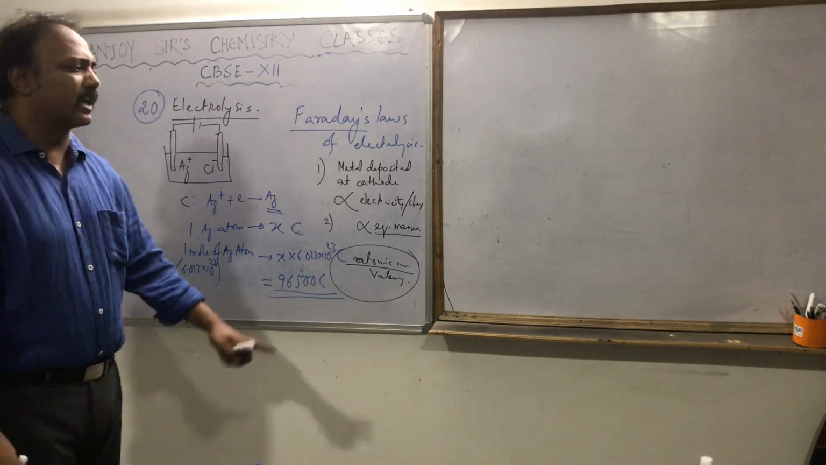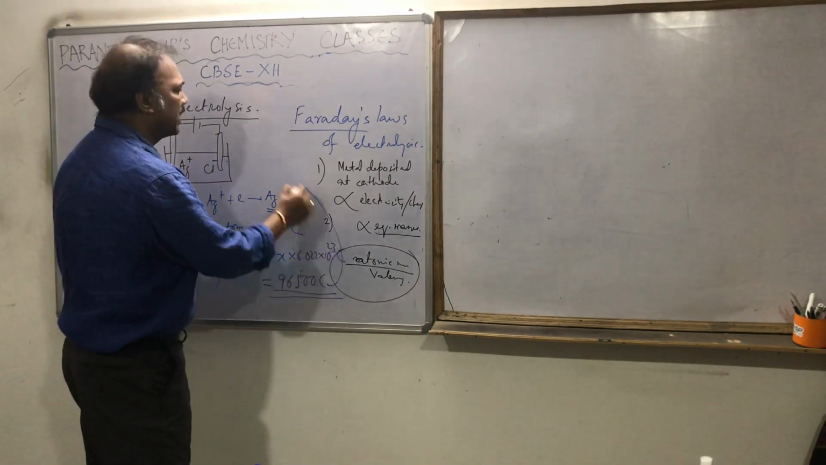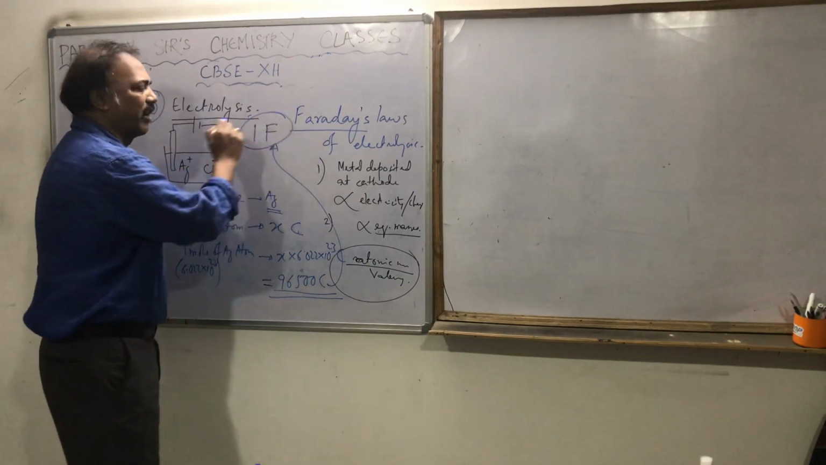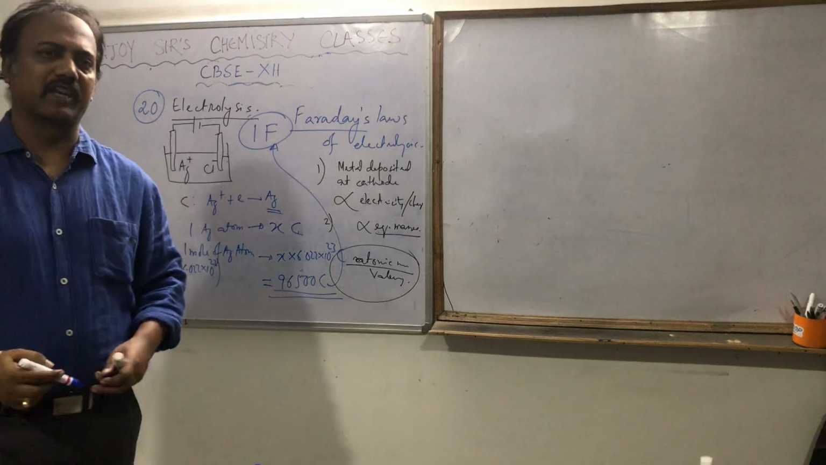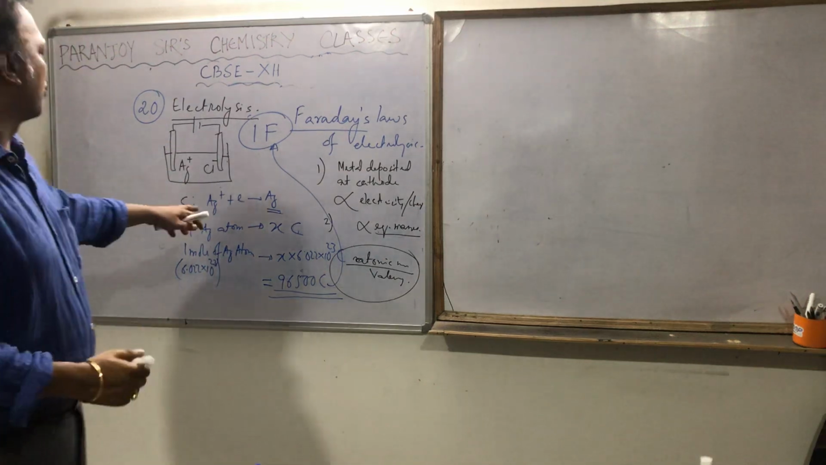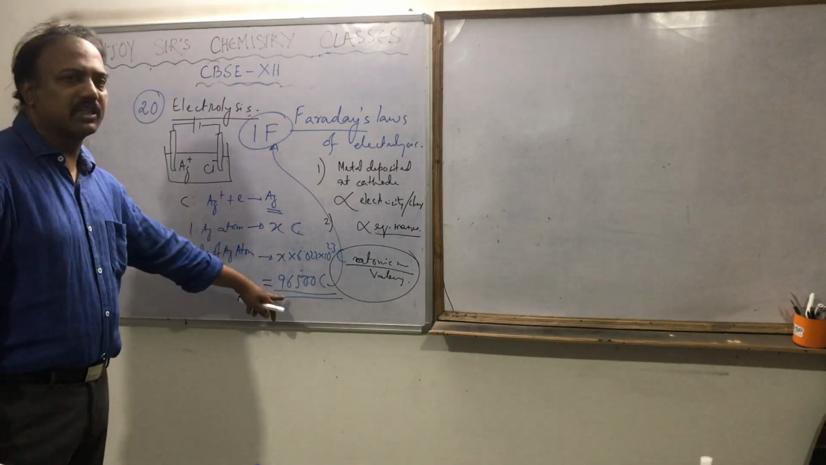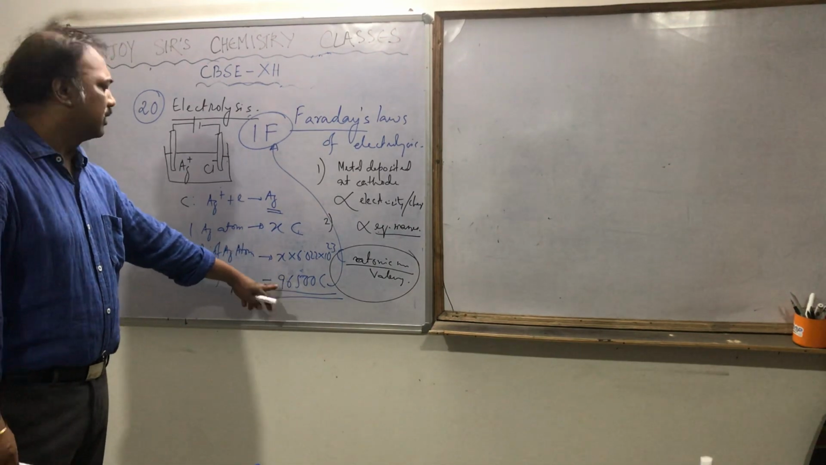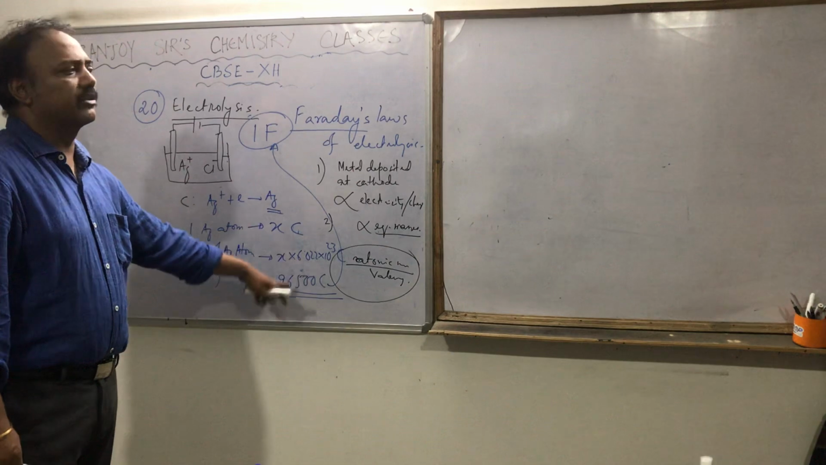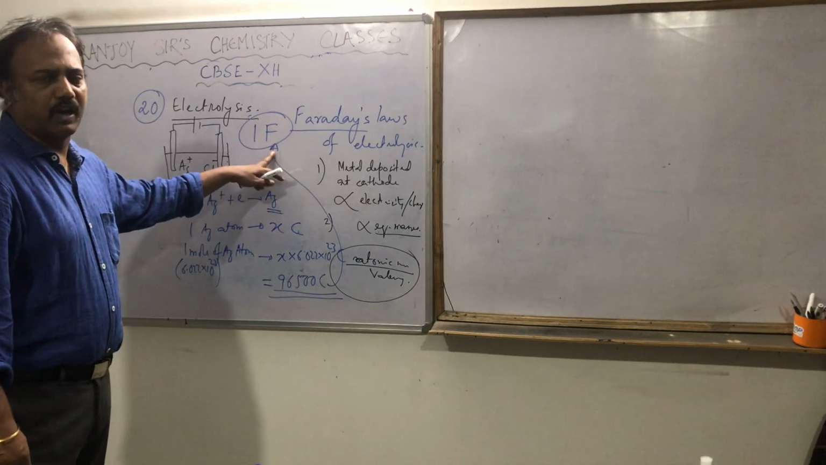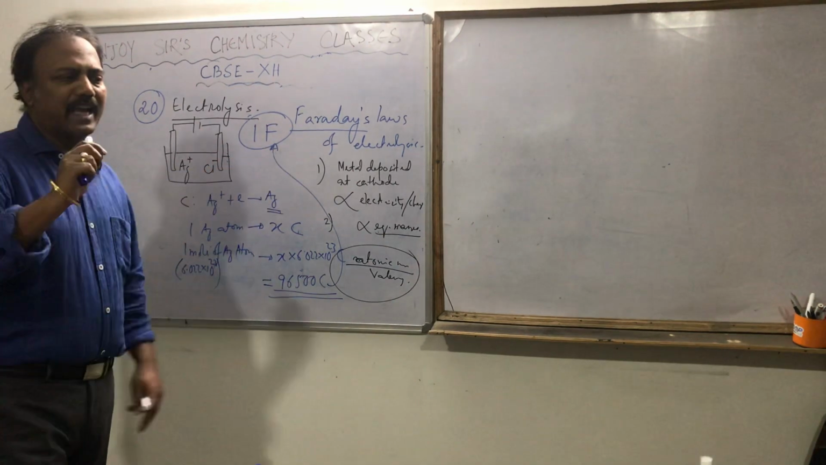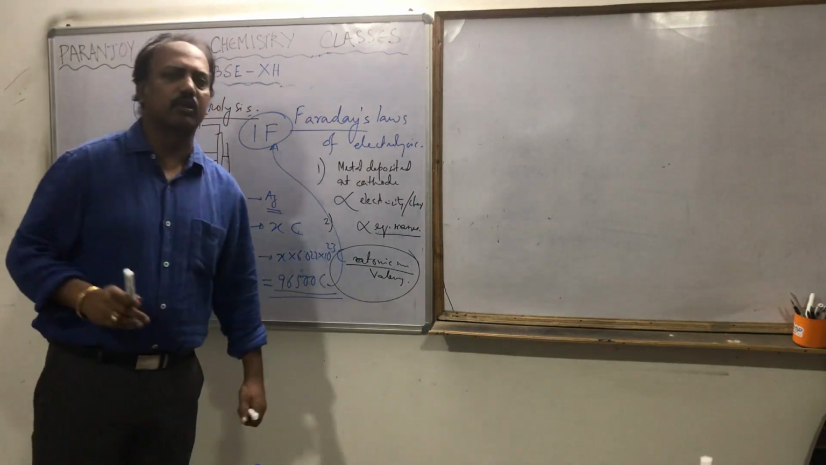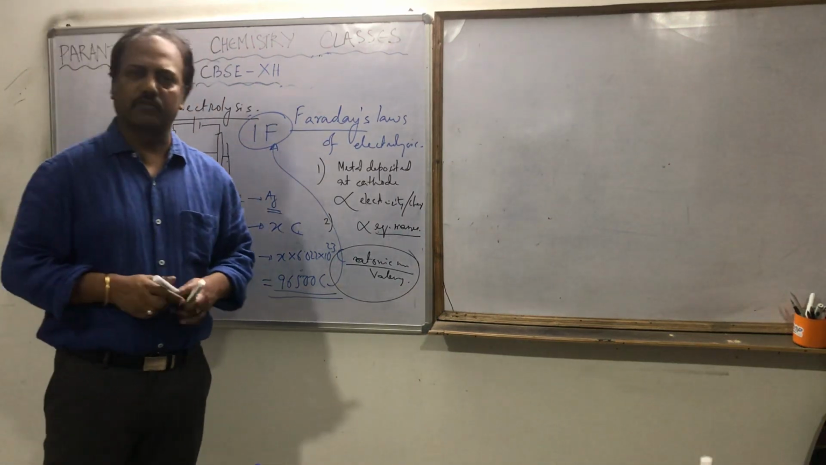96,500 coulomb, and this particular value he called 1 Faraday. Here comes the unit of Faraday. To deposit 1 mole of silver atom, we need 1 Faraday of electricity. 96,500 coulomb is equal to 1 Faraday. So that is Faraday's laws of electrolysis, and we understood what is coulomb and what is Faraday.